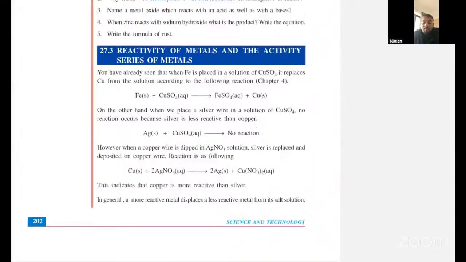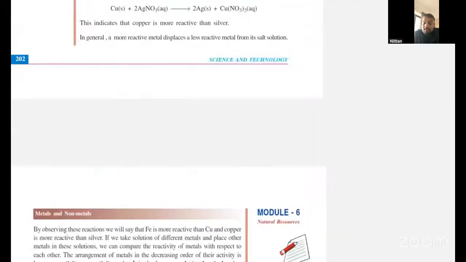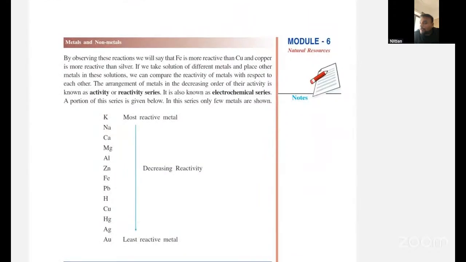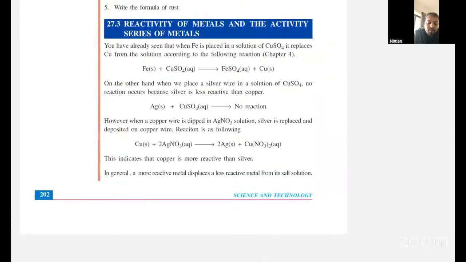Okay, now we will go through the reactivity series. We will read this because we did all this. We have this reactivity series in your book also, that we learned in the past classes. So we will read this. Who will read? David, read this, please. Yes, David.